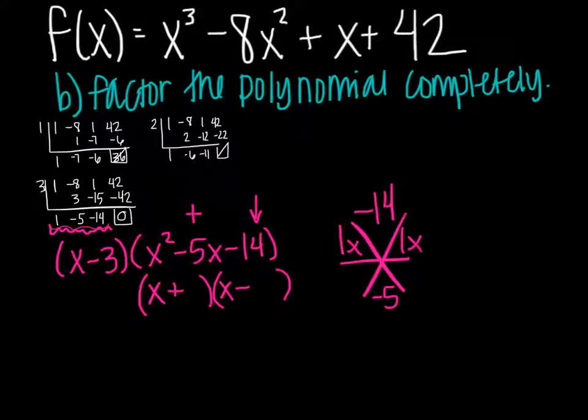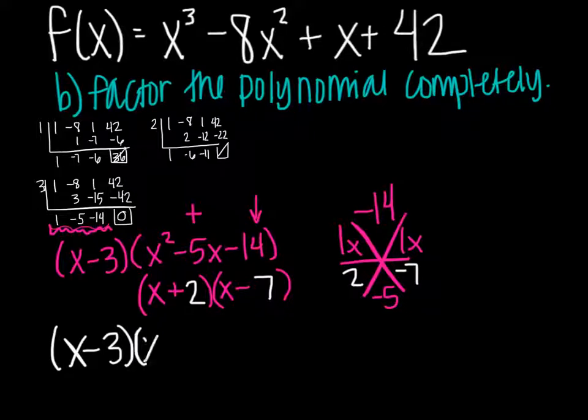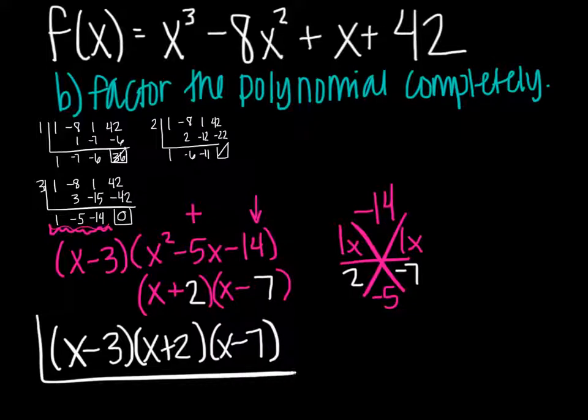Same scenario. We're looking for numbers that multiply to negative 14, add to negative 5. Those two numbers are going to be positive 2 and negative 7. Either way you do this, so that we can get a negative 5 in the middle when we multiply. So far, we're just asked to factor it completely. This would be our final answer. x minus 3, x plus 2, x minus 7. That is factored form.